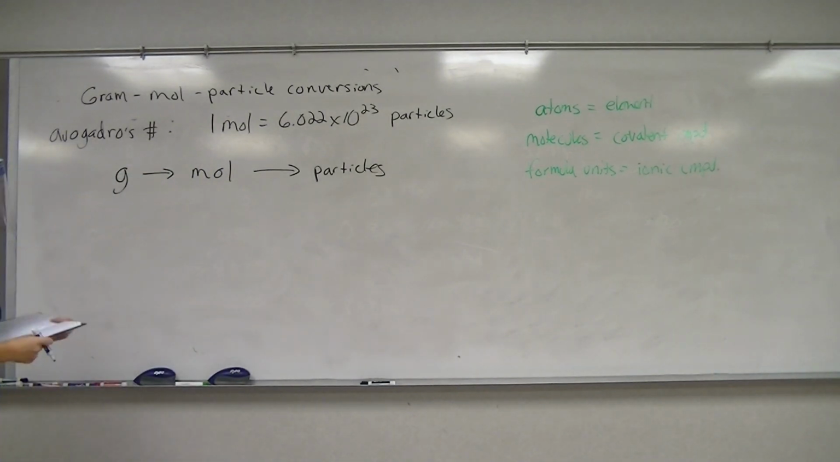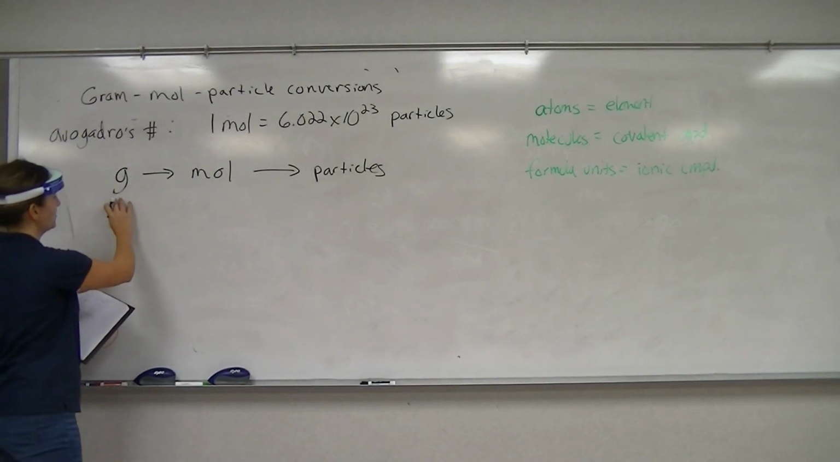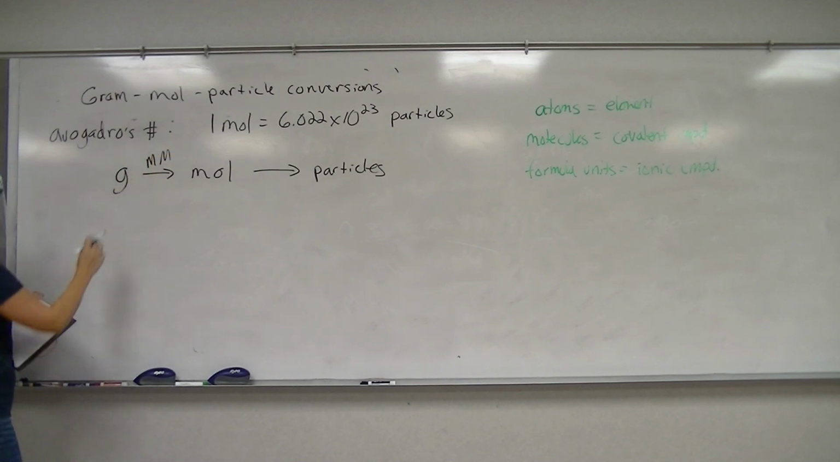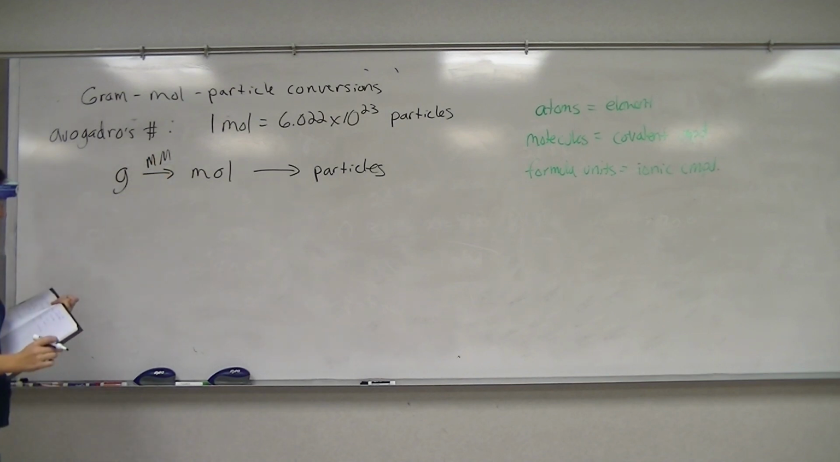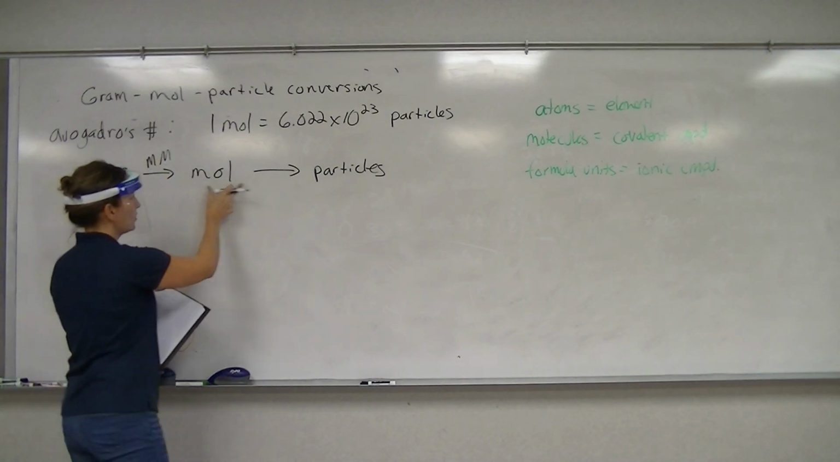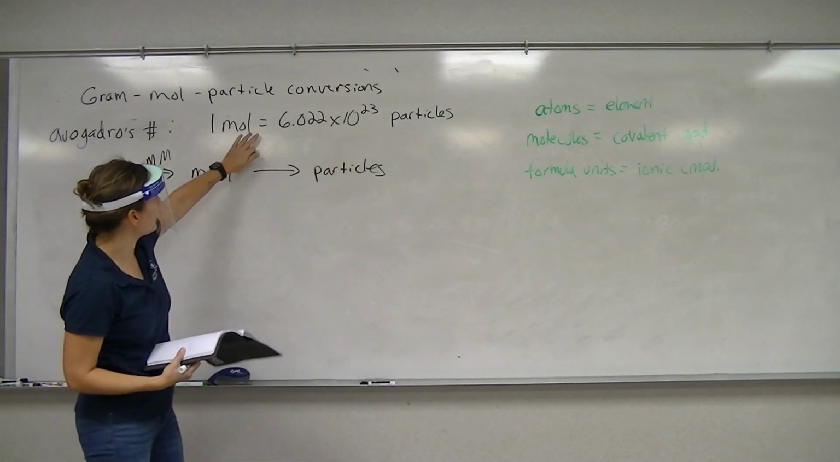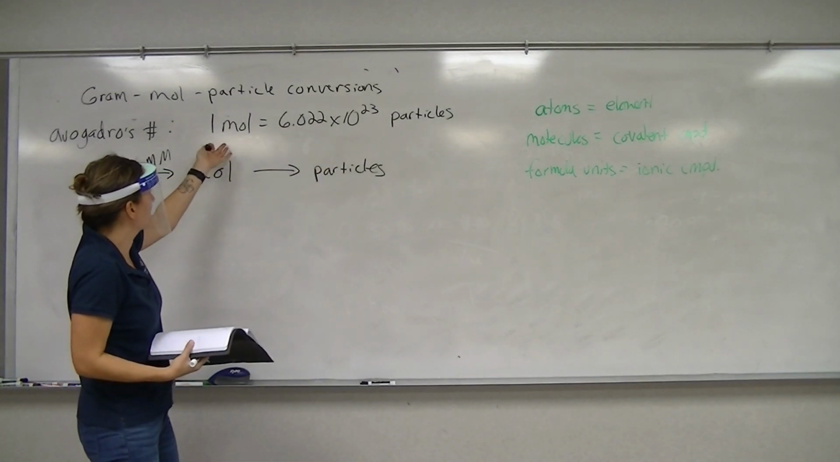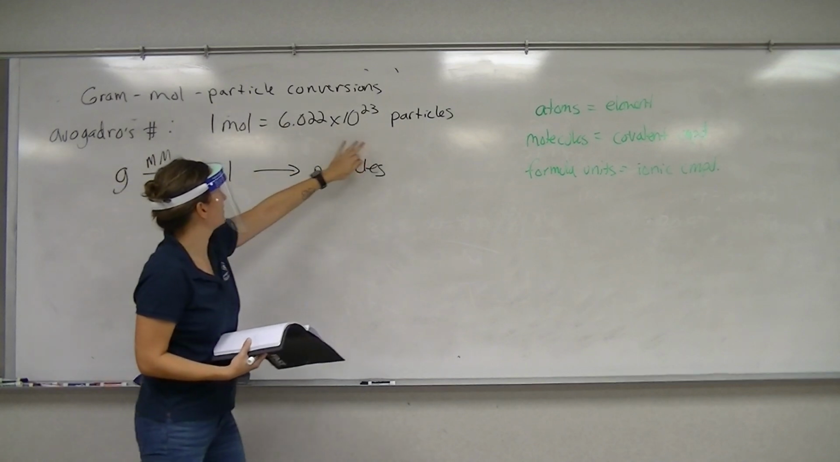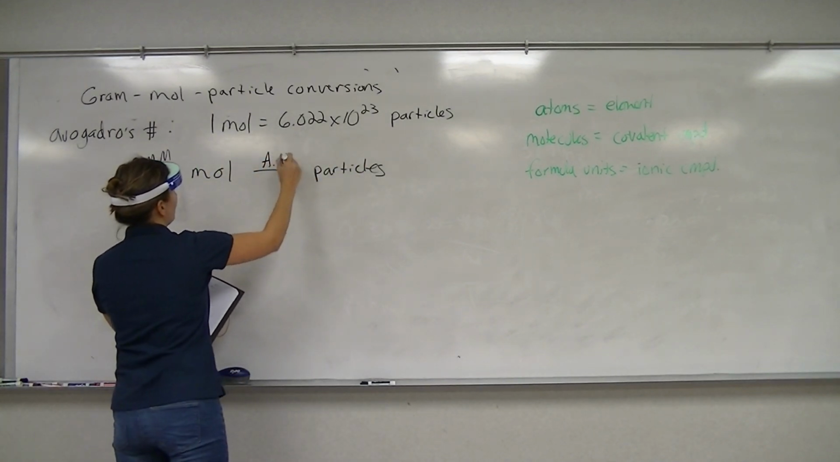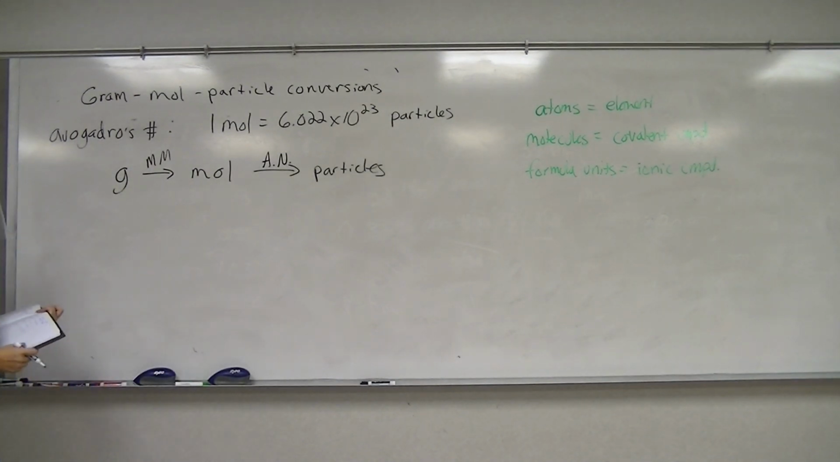So when we approach a problem, to get between grams and moles, we're going to be using molar mass. So that's what MM means, molar mass. When we go between moles and particles, we're going to be using this conversion here. Notice, it's set apart by an equal sign, so it is a conversion factor. So to get between moles and particles, we're using Avogadro's number. So I'm going to put AN for Avogadro's number. Now that I have this up, I'm going to put up an example.